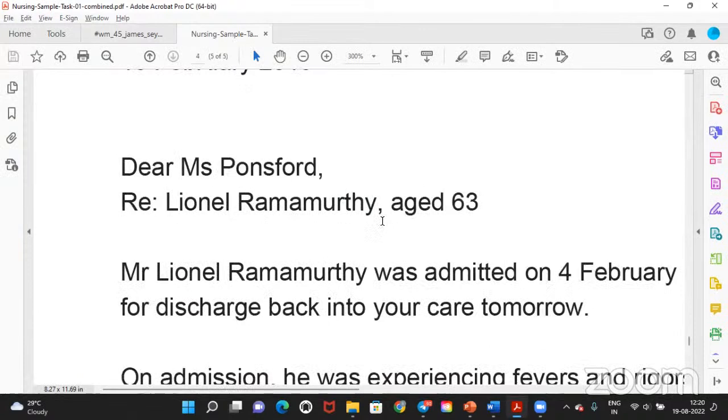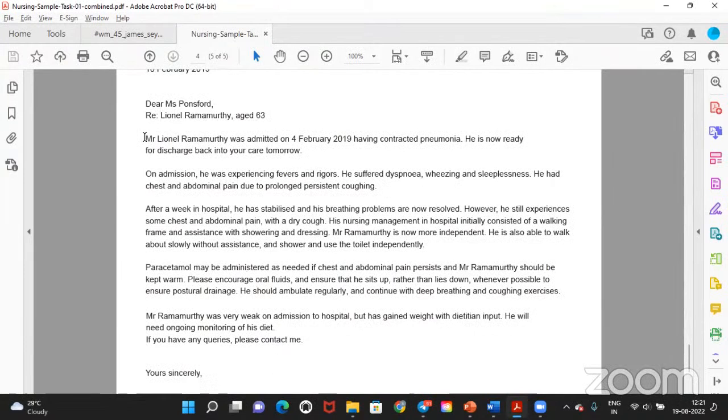Okay. So here in the official letter, you see Mr. is missing. So we have to be very clear. Right. Now let us see how many paragraphs are there here. This is the introduction. And this is the conclusion, suppose. The last paragraph is the conclusion.